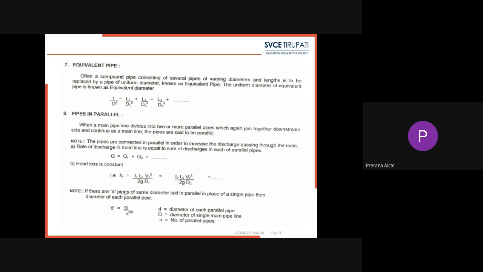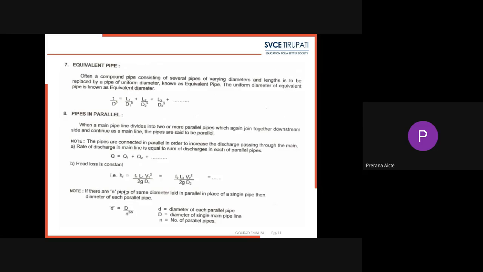The next condition is pipes in parallel. If the pipeline divides into two or more parallel pipes which again join together at the downstream side and continue as a main line, then the pipes are said to be parallel. The pipes are connected in parallel in order to increase the discharge passing through the main. Usually in the series condition, the discharge is constant, but in the parallel condition, the discharge is increased from one pipe to another pipe. So to increase the discharge of the flow, the pipes should be connected in parallel.